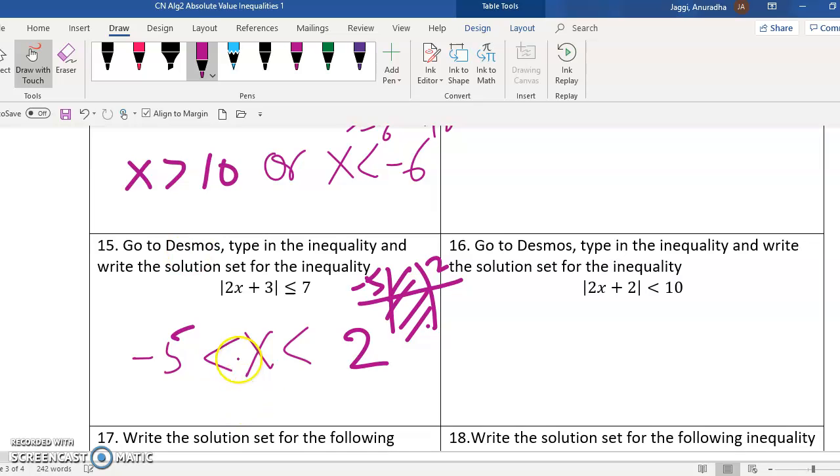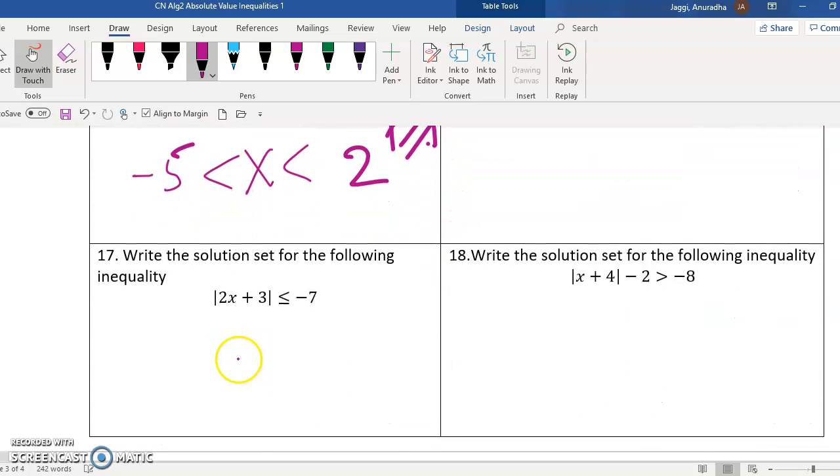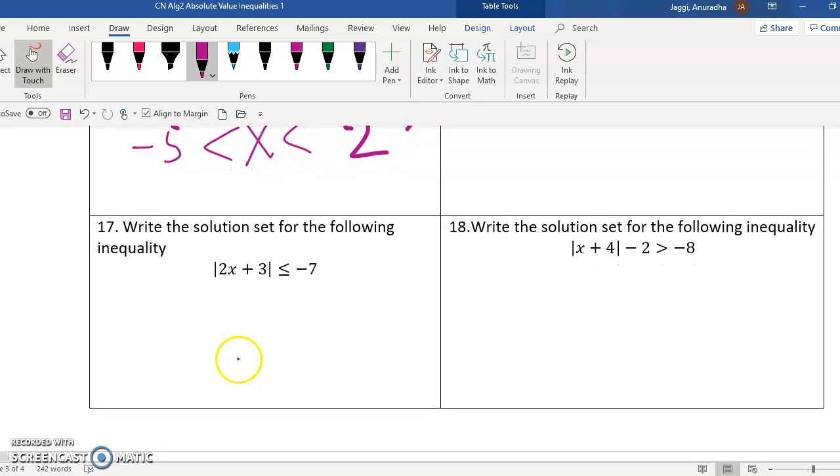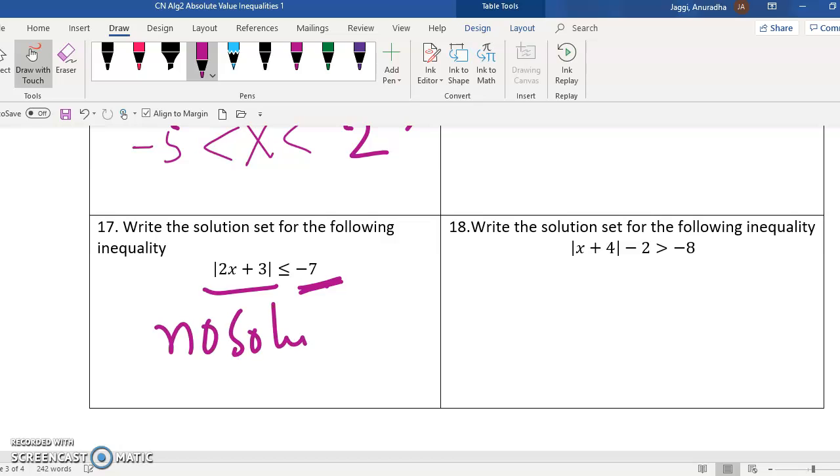Okay, so now write the solution set for the following. 17 and 18 are two slightly different questions. Look at this. This is a negative number out here. Can an absolute value ever be less than a negative number? No, so the answer is no solution. So if you see a negative number on the right hand side and an inequality which is less than, and there is only an absolute value of something, then the answer is no solution.